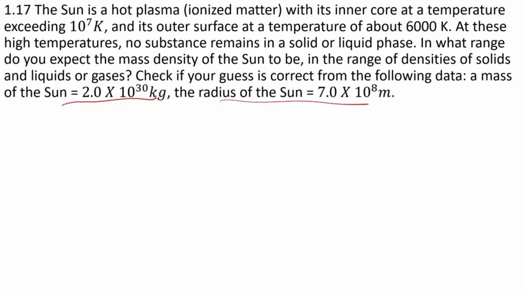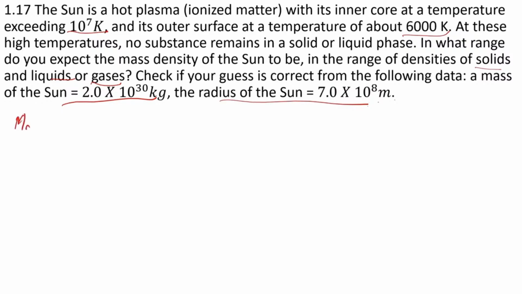Check if your guess is correct from the following data: mass of the sun and radius of the sun. So we have to calculate the mass density of the sun and comment whether it is in the range of solid, liquid or gases. Also the question mentions that the sun is at very high temperature, and at this high temperature no substance remains in solid or liquid phase, everything is gaseous. So let's find out the density first.